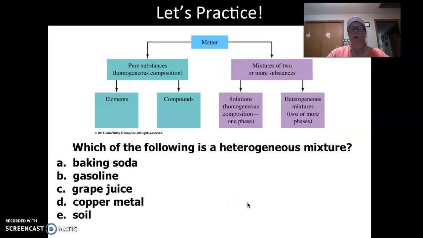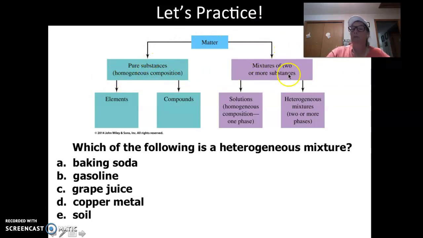Okay, so here is a little chart to help you. If you look, here's everything. All matter, everything you can touch, see, or feel. Okay, we got pure substances or we got mixtures. Everything can be one or the other. Okay, so if it's a pure substance, it's always going to be homogeneous. It's always going to be the same throughout.